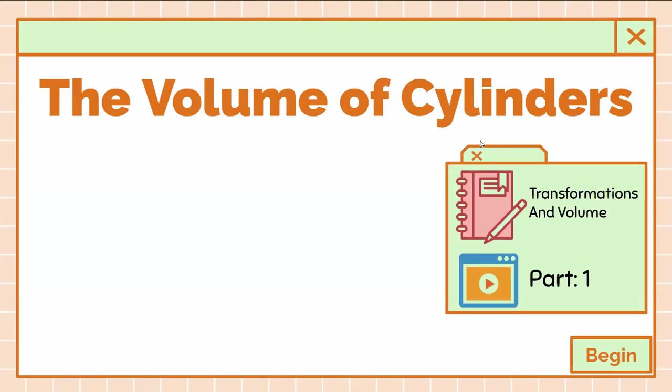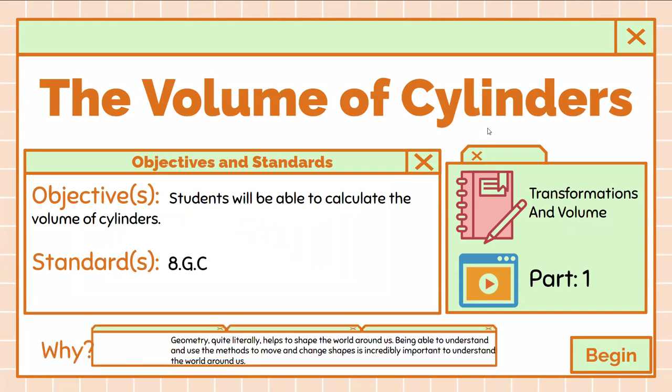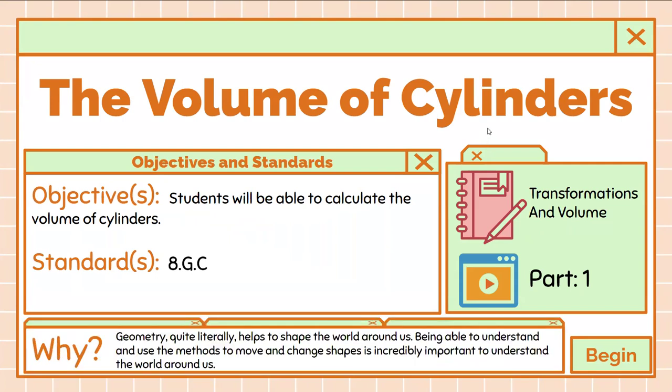This is in transformation in volume, and the goal is that you'll be able to calculate the volume of cylinders. The reason we're doing this is geometry quite literally helps to shape the world around us. Being able to understand and use the methods to move and change shapes, or in this case, help measure shapes, is incredibly important to understand how the world around us works.